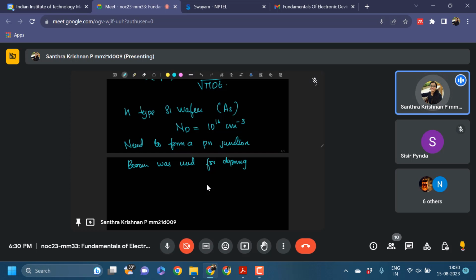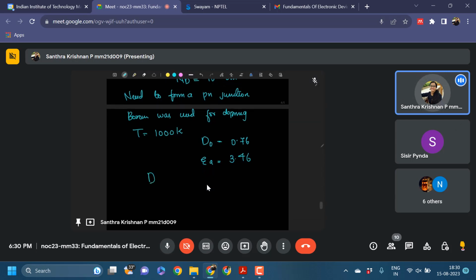We are assuming that the diffusion was carried out at a temperature of 1000 Kelvin. So basically, the diffusion coefficient for this boron, we can say D0 for boron is given by 0.76 and EA is given by 3.46. Now, can we find out D is equal to D0 e exponential of minus EA by KB into T. So can you please substitute and tell me the answer?